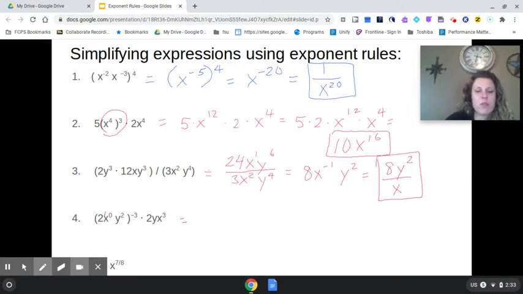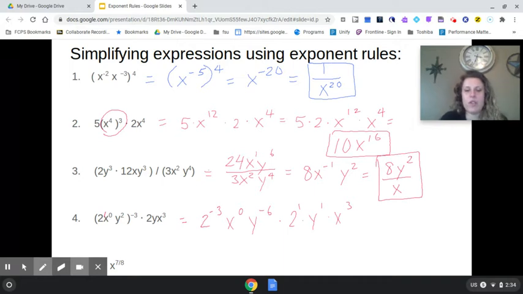So if I distribute that negative third power to all of those exponents, 1 times negative 3 would give me negative 3. 0 times negative 3 is going to be 0. And 2 times negative 3 is going to be negative 6. I'm multiplying that times 2 times y to the first times x to the third. And I'm also going to write that 1 exponent on the 2.